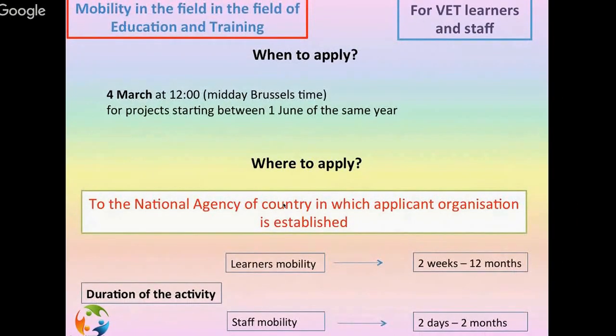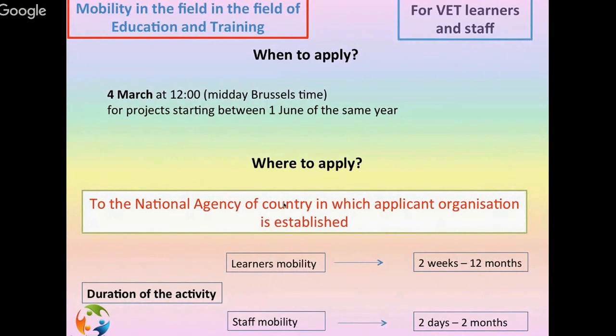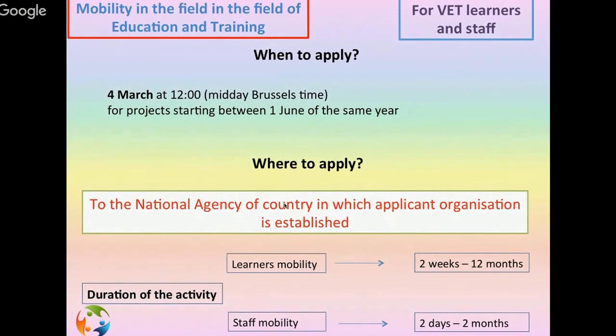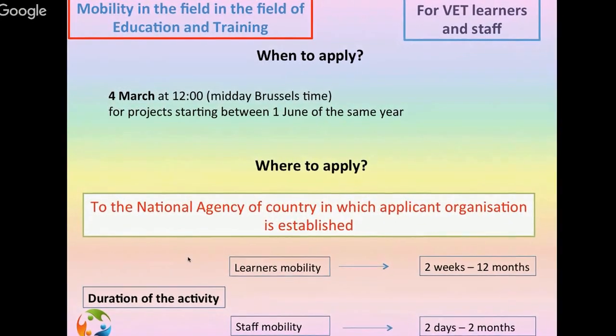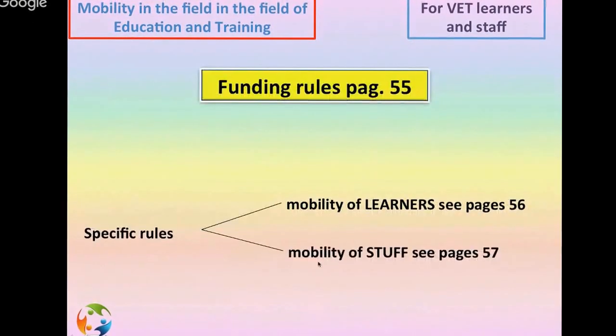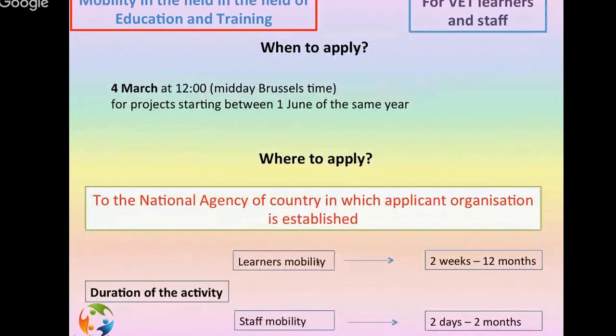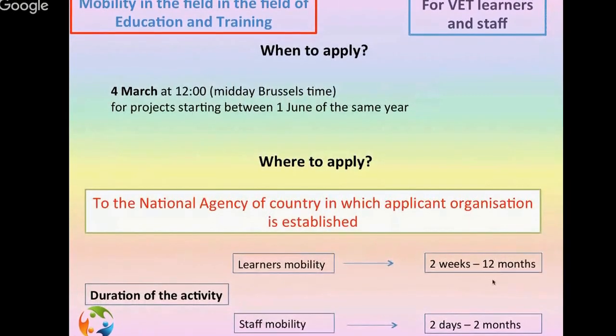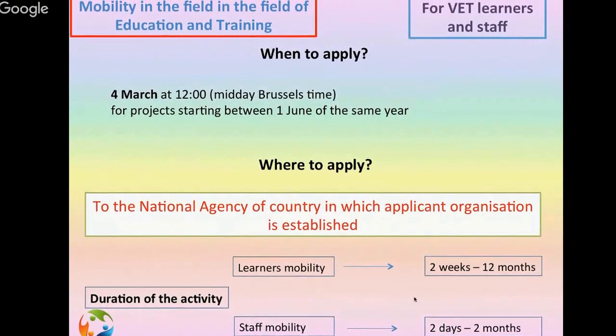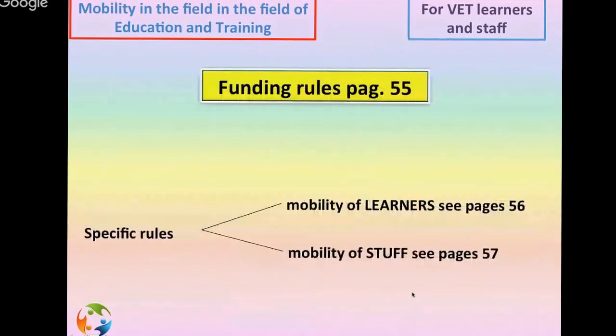Again, the deadline is the same as for the previous category, and you have to apply directly to the national agency where you reside. The duration of the activity for learners mobility is from 2 weeks to 12 months, and for staff mobility, 2 days to 2 months.